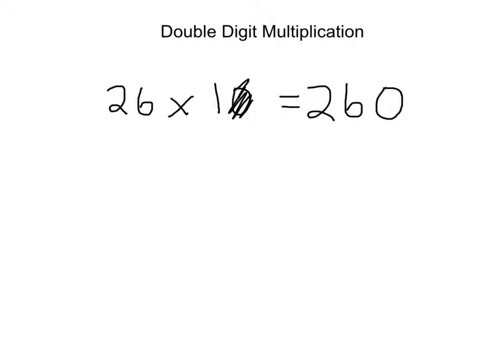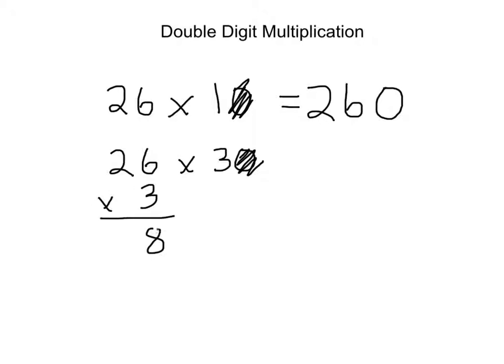It also works with multiples of 10. So if we were doing 26 times 30, we would really be doing 26 times 3. So we could just solve 26 times 3 here. That would be 78, and since we scratched a 0 out, we put a 0 on the end, and it's 780.